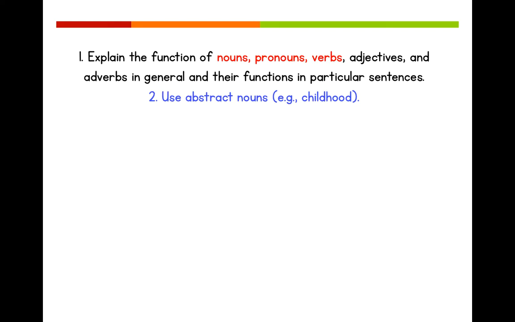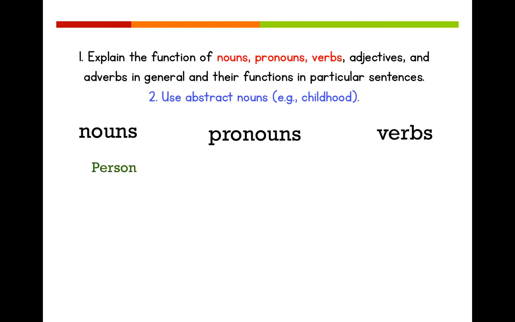Now today, like I said, we're only going to focus on nouns, pronouns, and verbs. So these are the three things we will focus on. What are nouns? Nouns are person, place, or thing, right? Basically anything you can think of. If it's a person, it's a noun. If it's a place, it's a noun. If it's a thing, it's a noun.